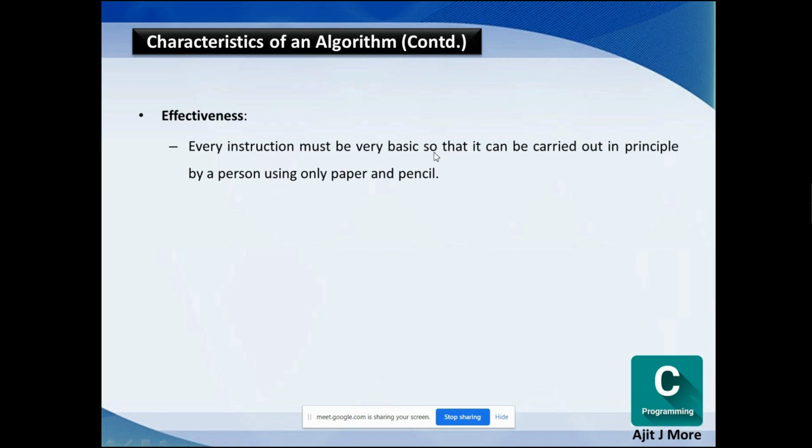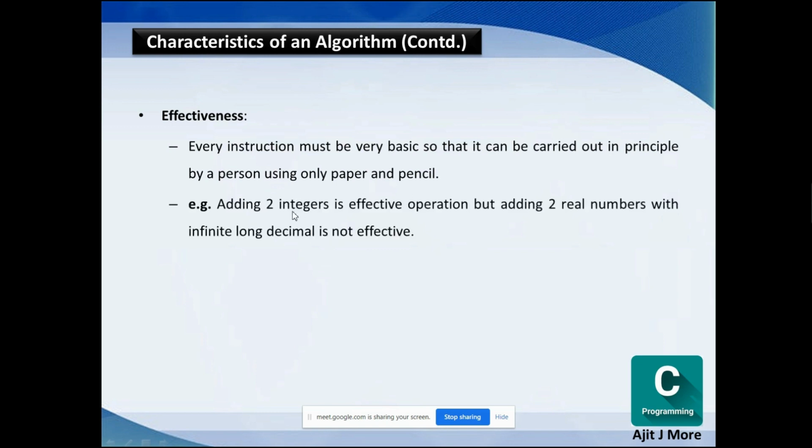It means you write it in a very simple way. Don't write it too complicated. Don't try to do 3-4 operations in one equation. Each instruction must be very basic so that it can be carried out by humans using paper and pencil. Just an example I've given.